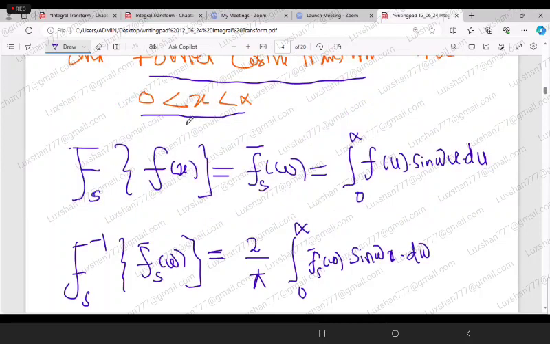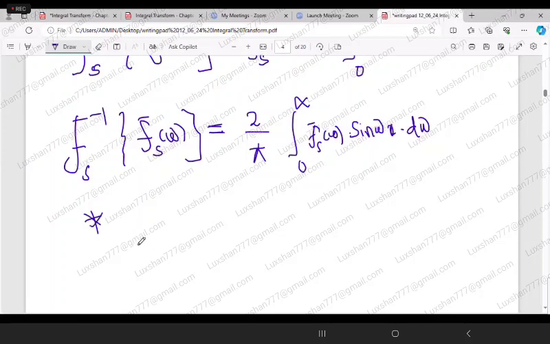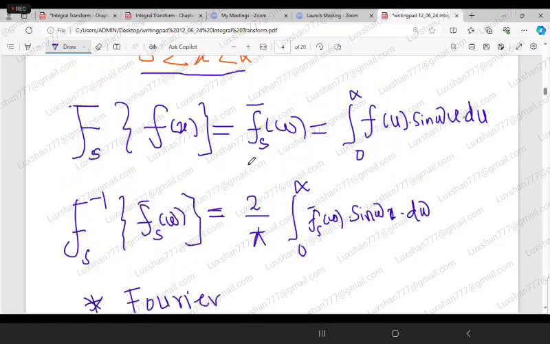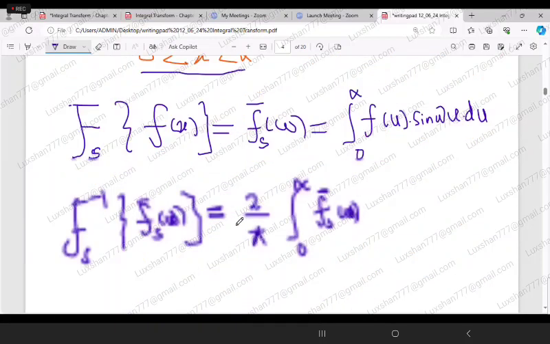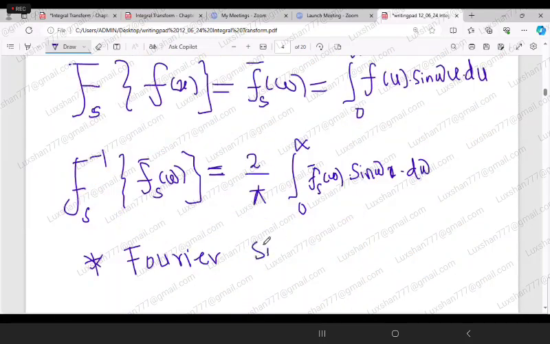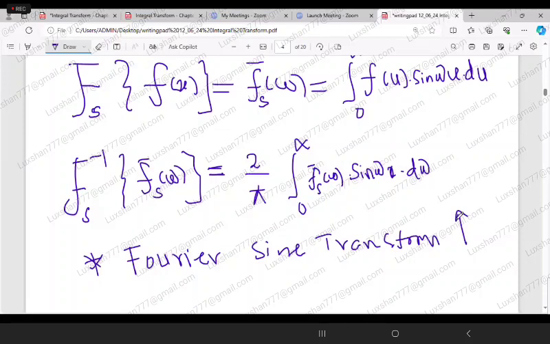This is called the Fourier sine transform. If they ask you to find the Fourier sine transform, you have to use this one. This one is the Fourier transform or Fourier complex transform, and this one is the Fourier sine transform. When can we define the Fourier sine transform? When the domain is 0 to infinity.